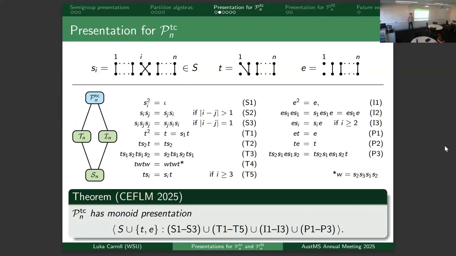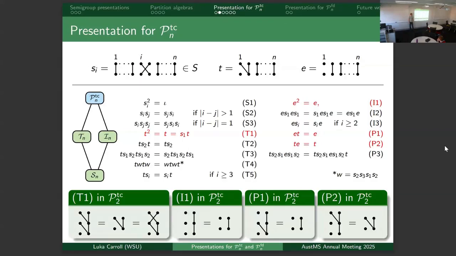So the first main result I want to show today is this presentation for PNTC. You can see these S defining relations are the same as those for the symmetric group. These T relations in combination with the S relations give us the defining relations for Tn. The defining relations for In come from these S and E relations. And then the last three relations here just describe the interactions between In and Tn. And so altogether, these are the defining relations for PNTC.